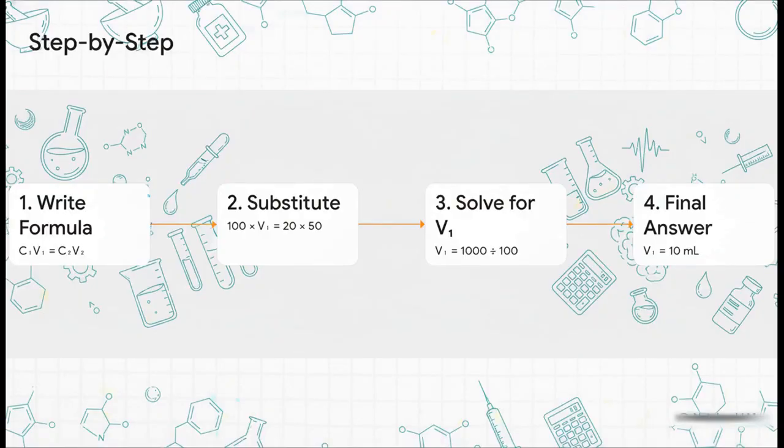Step 1, write down your formula. C₁V₁ equals C₂V₂. Now we just plug in the numbers we know. Our starting concentration, C1, is 100. Our desired concentration, C2, is 20. And our final volume, V2, is 50. So that leaves V1, the volume of our stock, as the unknown. A little bit of quick math, 20 times 50 is 1,000. Divide that by 100, and there's our answer. V1 equals 10 milliliters. That's it.